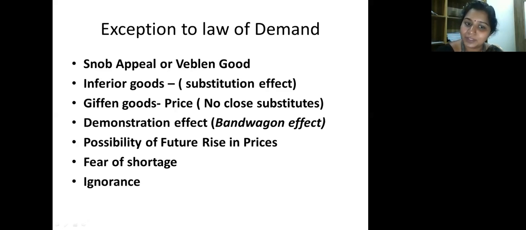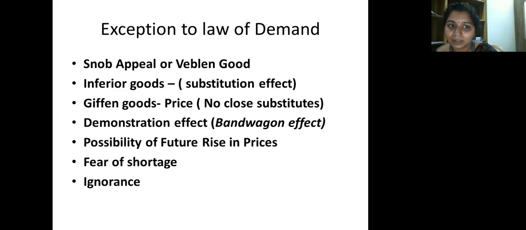Okay. And demonstration effect, we all know what the demonstration effect is. By seeing others, we will buy the product. We won't see the increase in price. It is a status symbol. My neighbor is buying, then I too have to buy that to maintain the status. So that is called the demonstration effect. And possibility of future rise in prices, fear of shortage, ignorance, all are considered as what? Exceptions to the law of demand. Here what you have to focus on is inferior good, Giffen good and Veblen good.